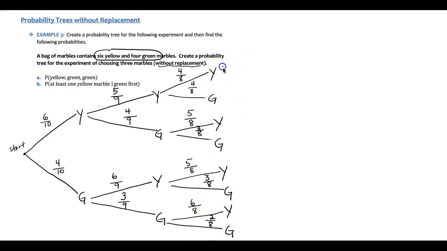Let's go ahead and put the final amount at the end of the branch for the complete total of that branch. So 6/10 times 5/9 times 4 8s would give 120 out of 720ths. The next branch would also be 120 out of 720ths. The third branch would also be 120 out of 720ths. The fourth branch, 6/10 times 4/9 times 3/8, would give 72 720ths.